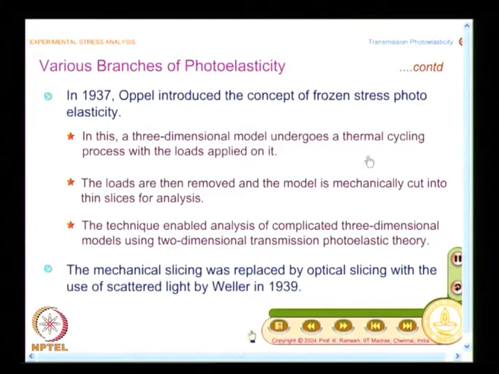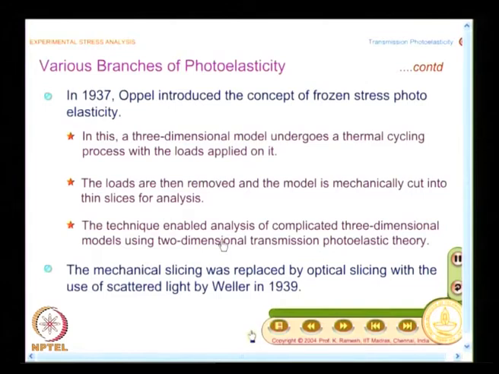And the advantage you have in analysis is that the loads are then removed and the model is mechanically cut into thin slices for analysis. Here again you have to slice it very carefully so that you do not introduce thermal stresses. And whatever two dimensional photoelasticity you have developed, you can use two dimensional photoelastic theory for analyzing complicated three dimensional models. So, the model is stress frozen, mechanically sliced and analyzed by employing two dimensional concepts, and that really gave a boost.